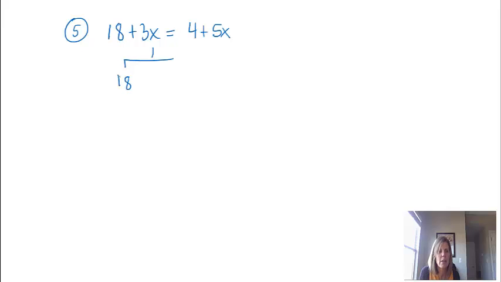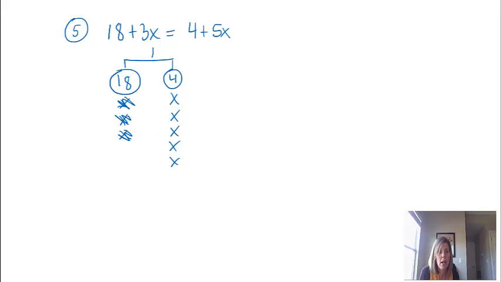So I have 18, I'm going to put a circle around it, and I have 3 x's. So 1, 2, 3 x's. And then on the right side, I have 4, and then I have 5 x's. 1, 2, 3, 4, 5. Okay, so I notice there's really nothing that I can combine, but I can cross off some x's.